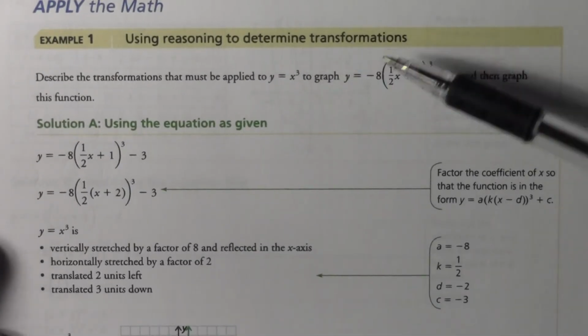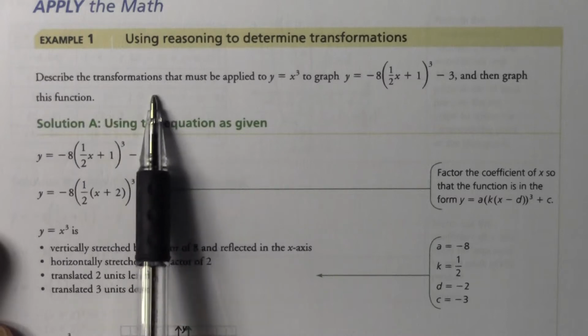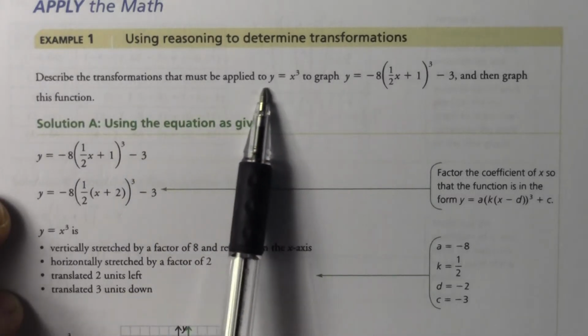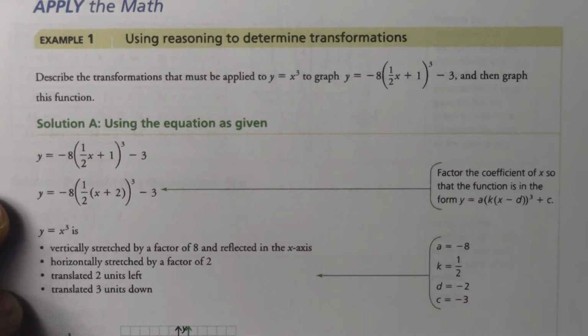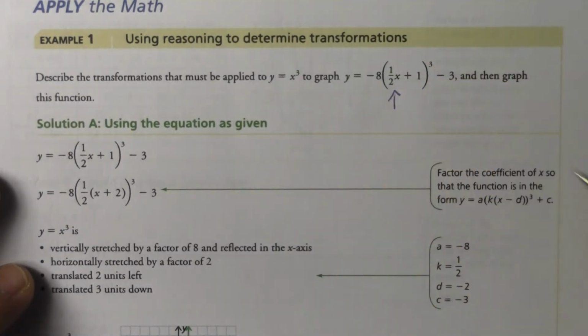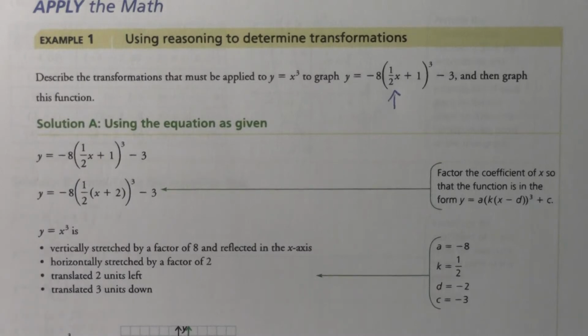Use reasoning to determine the transformations. Describe the transformations that must be applied to y equals x cubed to graph this, and then graph this function. So, the first thing I want to point out, be very, very careful, because a lot of you guys messed this up on the first quiz. Notice how the coefficient of x is not factored out.